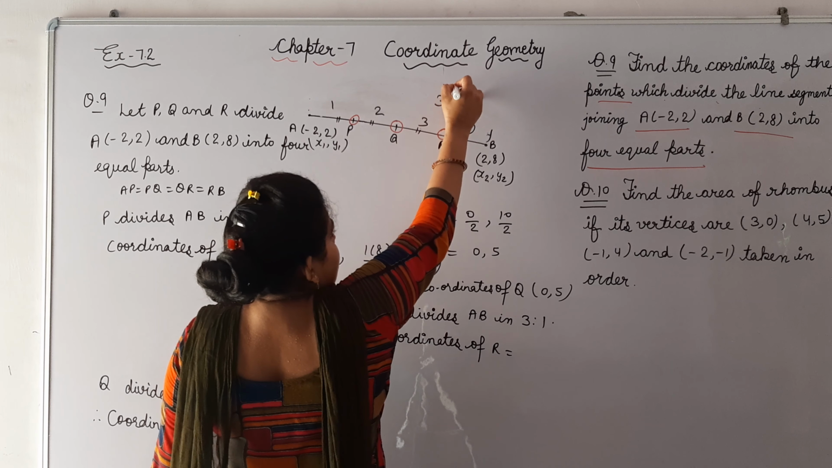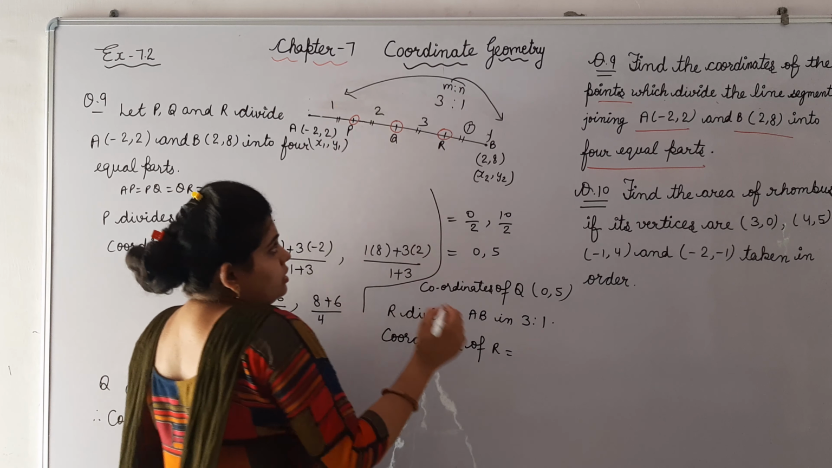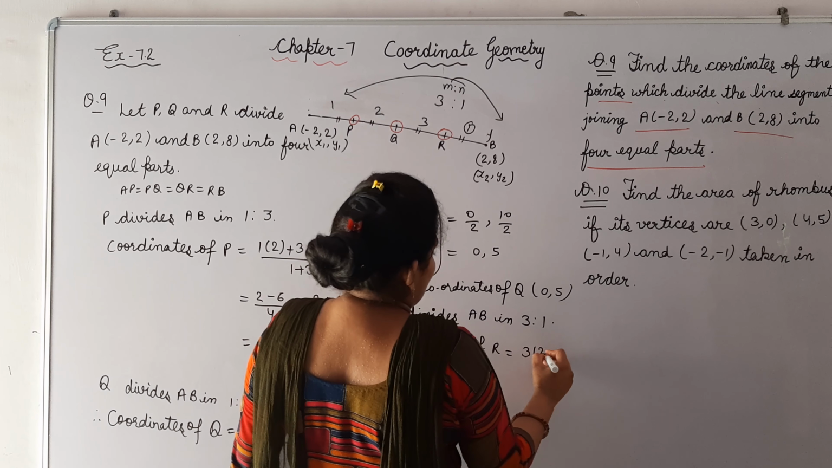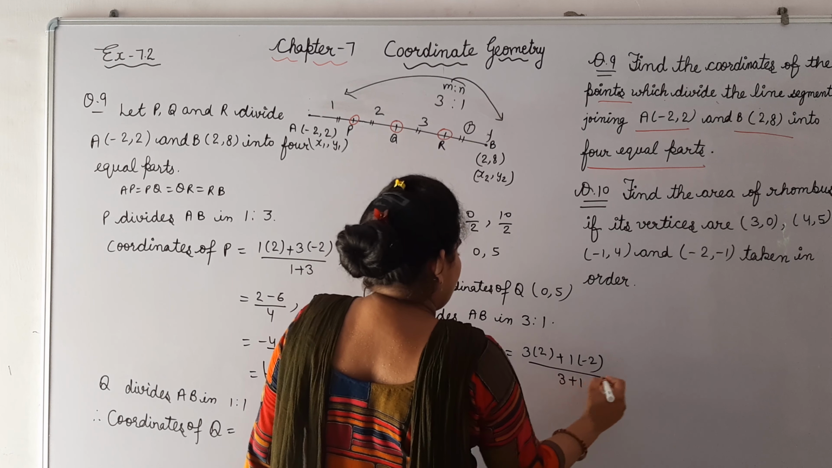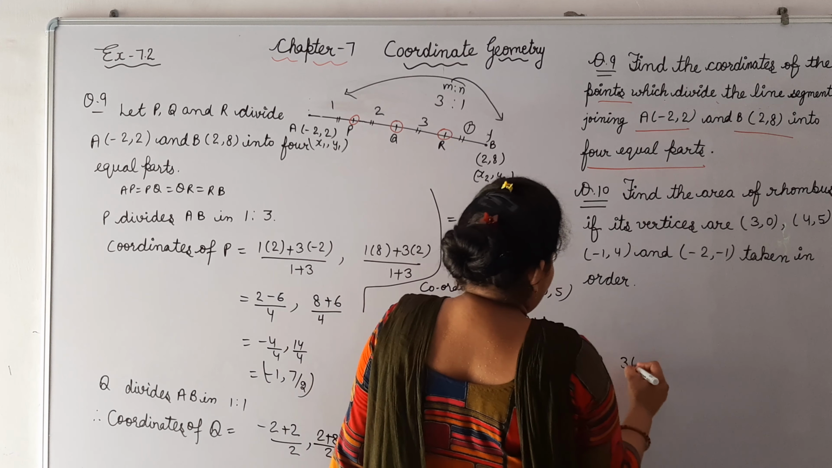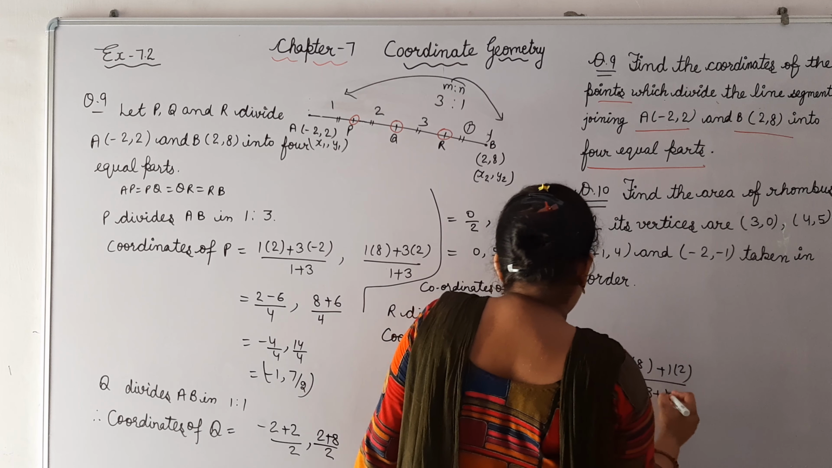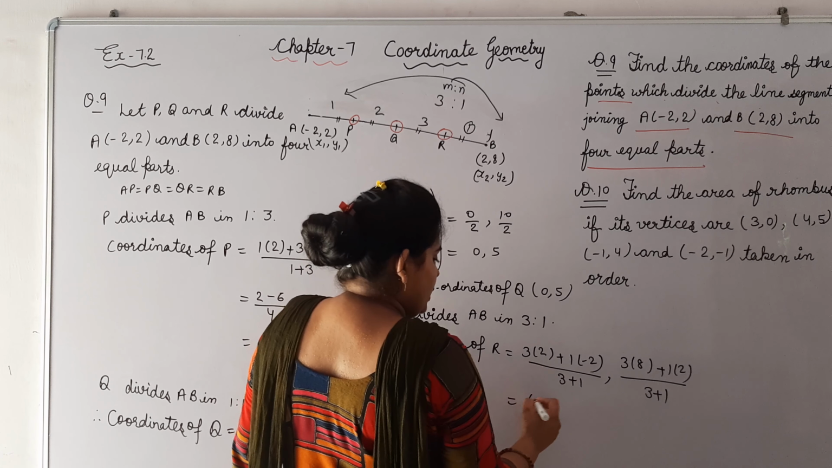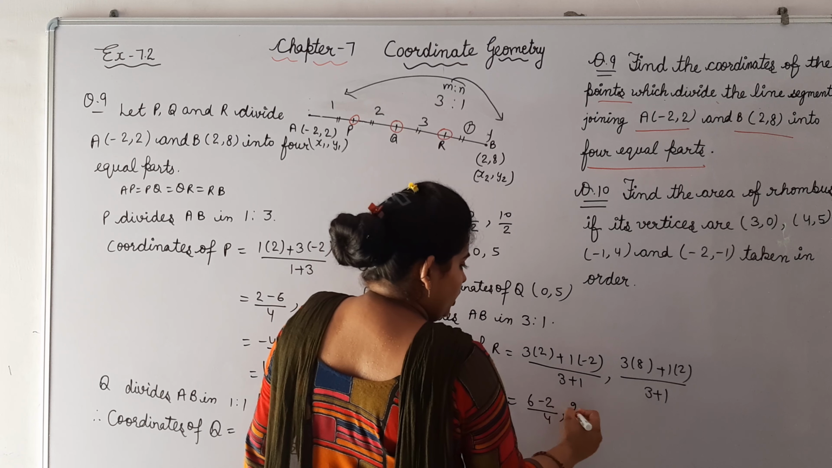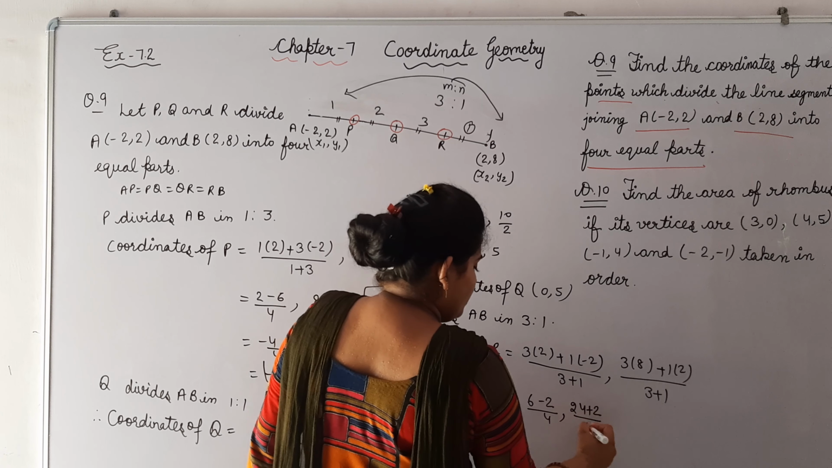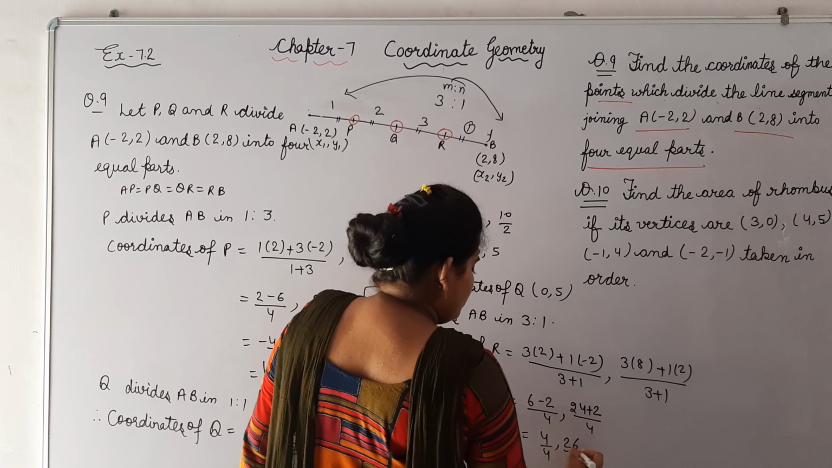It will be M. It will be N. Again do like this. Means 3 into 2 plus 1 into minus 2 divided by 3 plus 1, comma 3 into 8 plus 1 into 2 divided by 3 plus 1. 3 2s are 6 minus 2 divided by 4. 8 3s are 24 plus 2 divided by 4. 4 by 4 from here, 26 by 4.